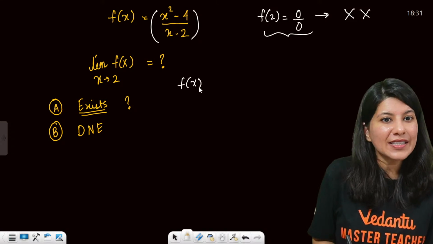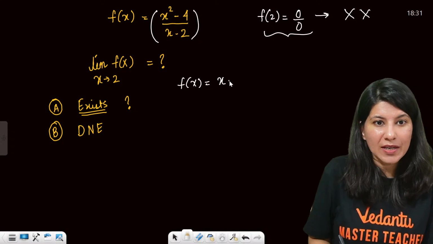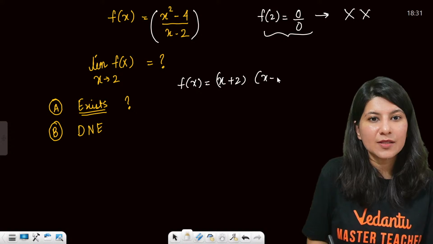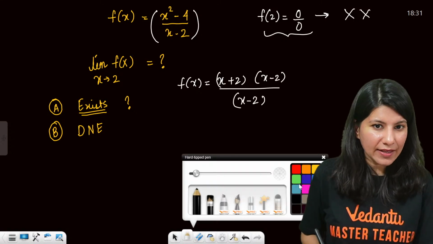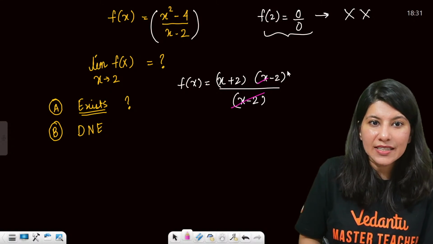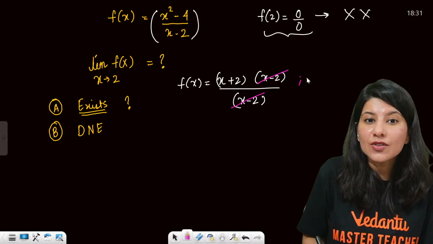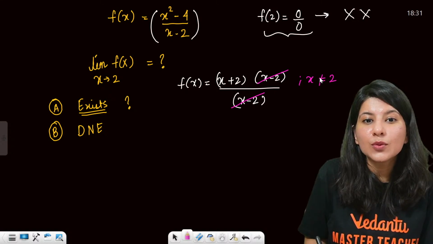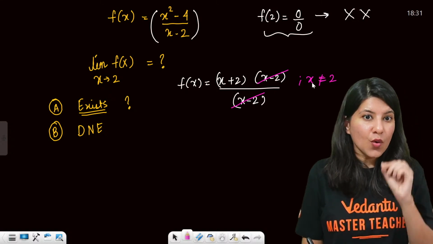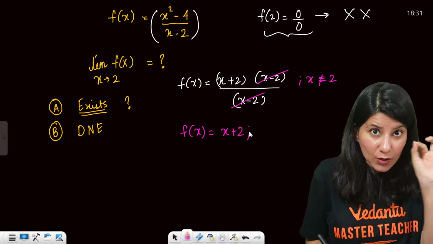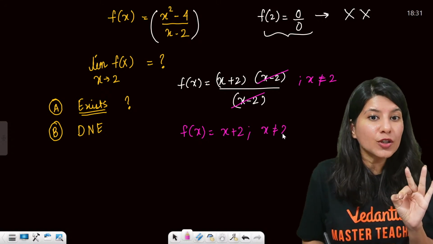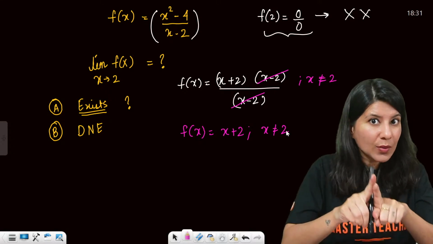So f of x, if I split this, becomes x plus 2, x minus 2 upon x minus 2, correct? Now I can cancel these two terms, noting that x cannot be 2. So over here f of x will be equal to x plus 2, but only when x is not 2. Because if x is 2, then what will happen? Tell me.